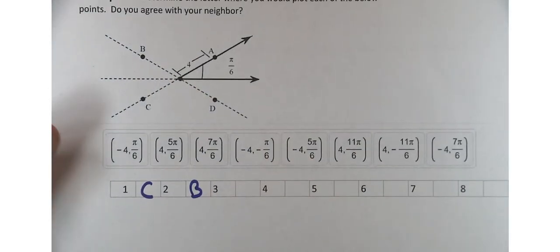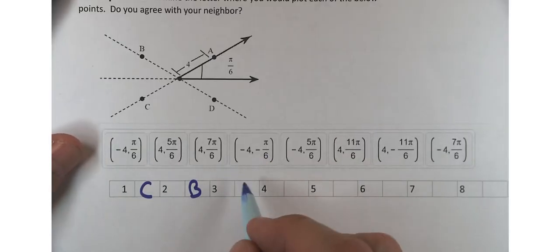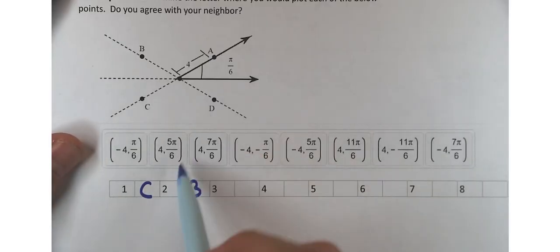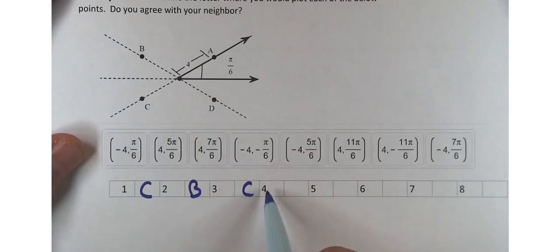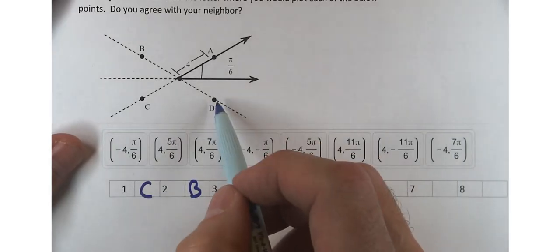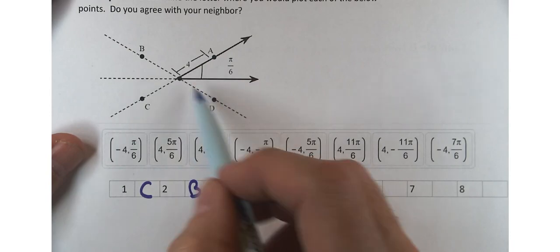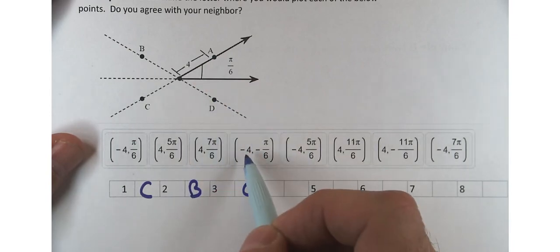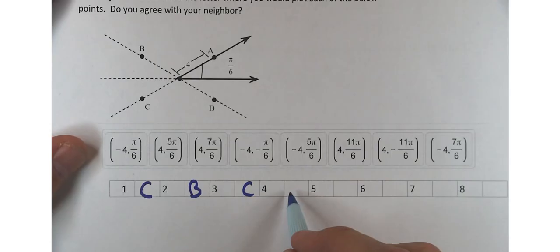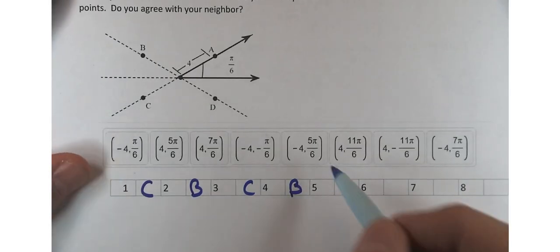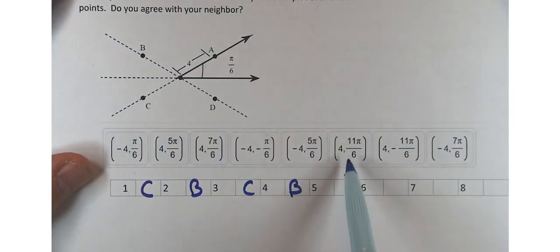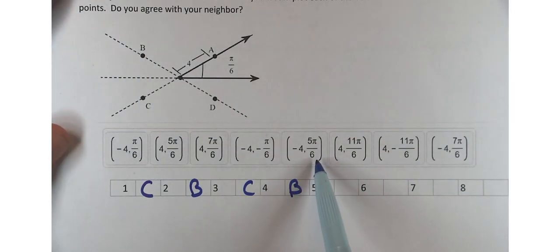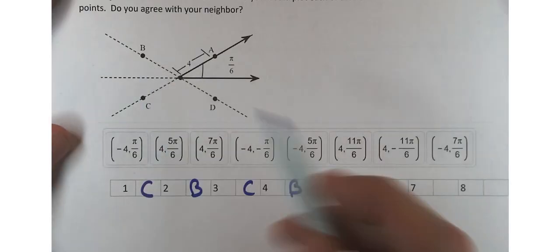How about the third one? What point are we at now? Yep, back to C again. Fourth one, let's take a look here. You're going to go -pi over 6, and then a distance of 4 would put you at D, but we got a distance of -4. So instead of being at D, we're at B. 5 pi over 6 is going to put us at B. Then, let's see, we've got a -4, so instead of at B, we're at D.